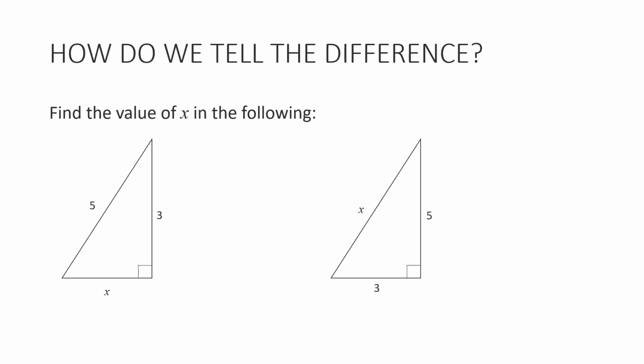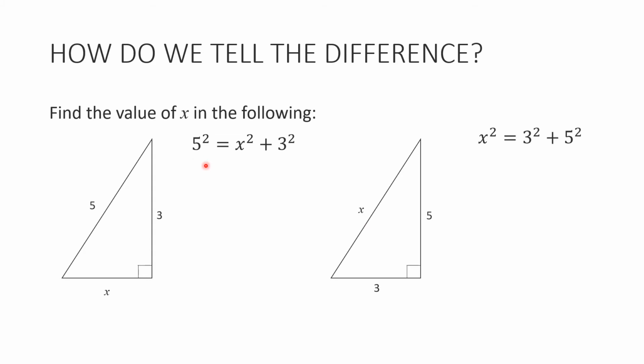Now it's really important that you can tell the difference. Have a look at these two questions. Same numbers, same pronumeral, but one's got the x on the hypotenuse, and in the other question the x is on a short side. Can you tell which is which? So this one here is a short side one, so we're going to write 5 squared equals x squared plus 3 squared. Whereas this one's got the x on the hypotenuse, so it'll be x squared equals 3 squared plus 5 squared. Let's work them out.